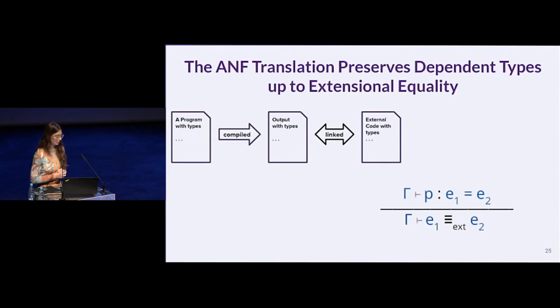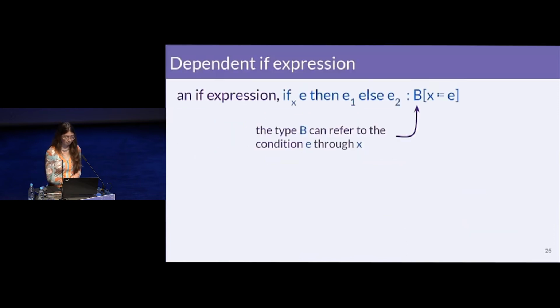Okay, so I think that summarizes my background. We have an ANF translation that preserves dependent types, provided that the target language you translate to has extensional equality. But before I talk about the technical details of our translation, I'm going to start with everyone's favorite example, which is if expressions, which have come up a lot during the session.